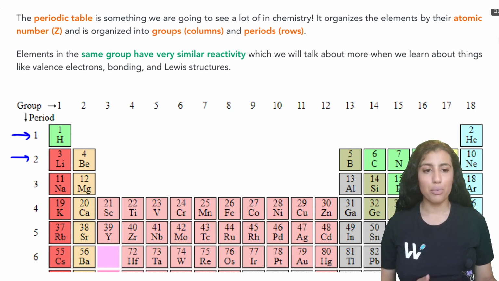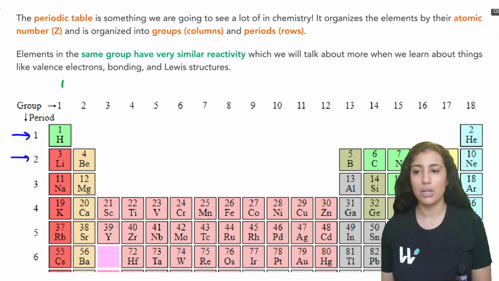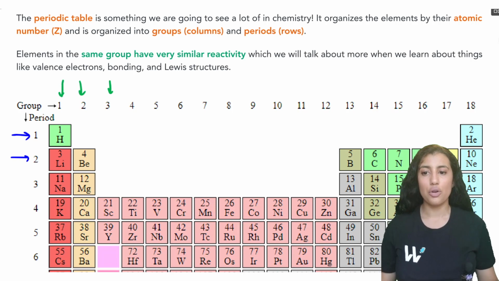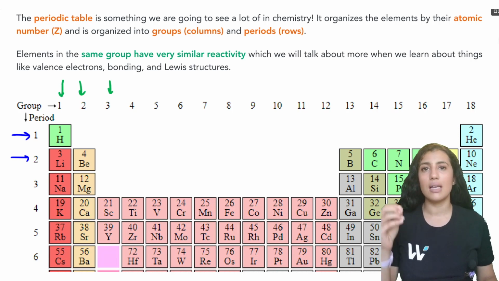Okay, now what about groups? So groups are really important also because they tell us about reactivity, and groups are the columns in the periodic table. So what I mean by they tell us about reactivity is that elements that are in the same group are going to have a similar reactivity.